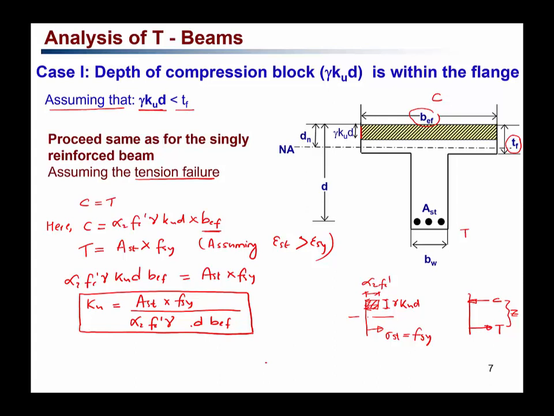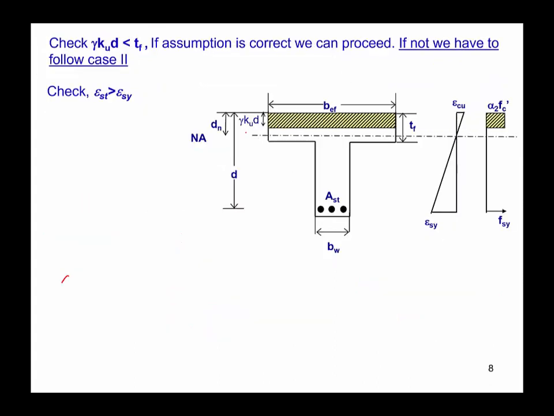And of course we are here assuming that it is tension failure, so we do have to check that as well. To check that, we have to see whether epsilon ST is greater than epsilon SY or not. Again, to draw the equivalence of the stress block, this is alpha 2 FC dash, and this is your gamma KUD, which is within the depth of the slab.